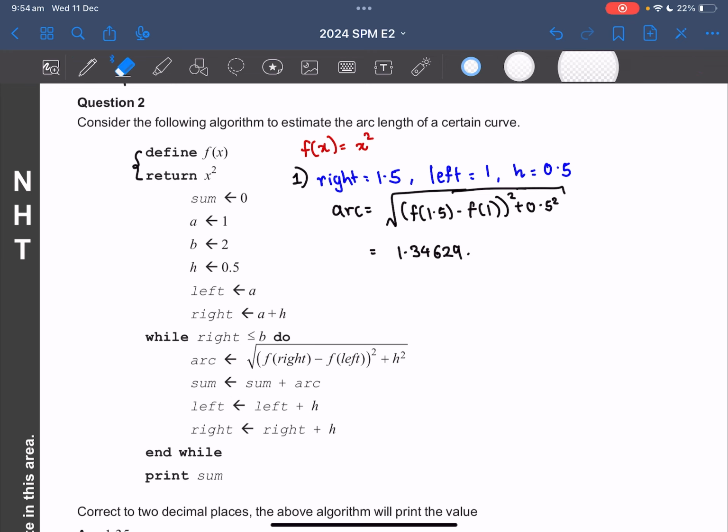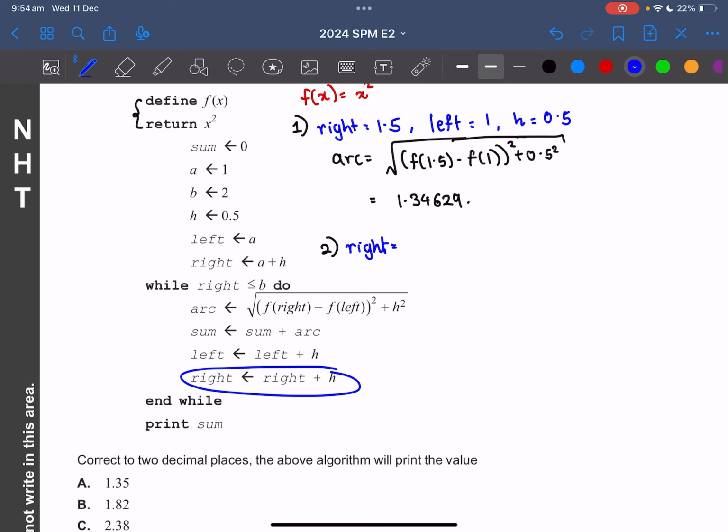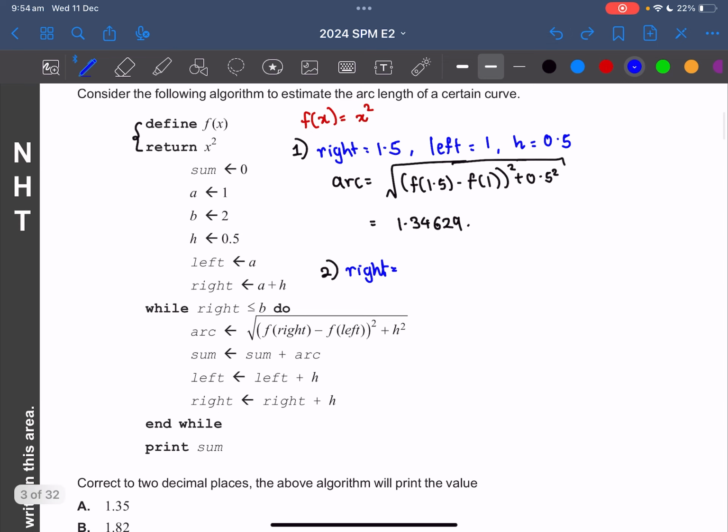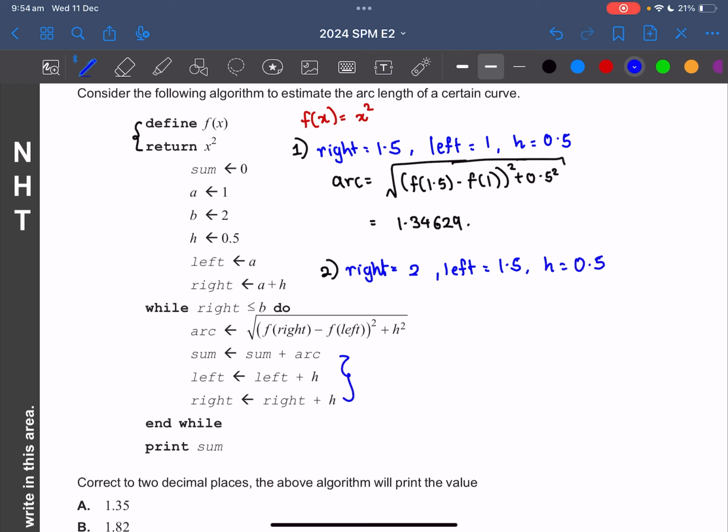Let's write down the values for the next iteration. So 2, and now what would right be? If you look over here, right is the previous right plus h. 1.5 is what we had previously. Now we do plus h to that, so 1.5 plus 0.5 is 2. And then what about our left? Left is the same thing. It is the left that we had previously, this one, plus h, which is 0.5. So 1 plus 0.5 is 1.5. And our h is just going to be constant because there is no increment or decrement statement for h.